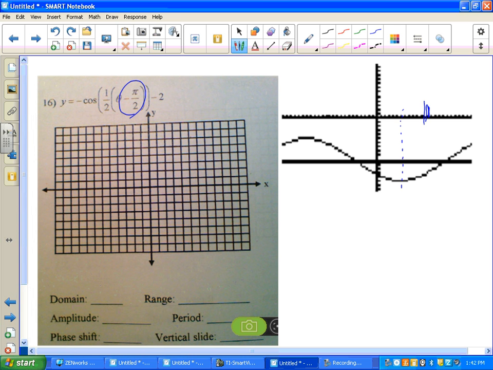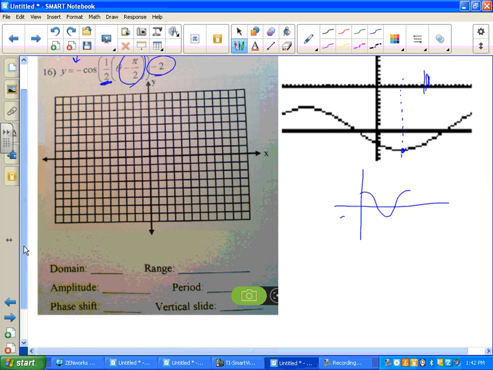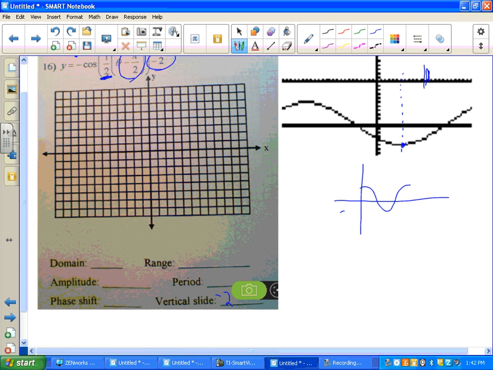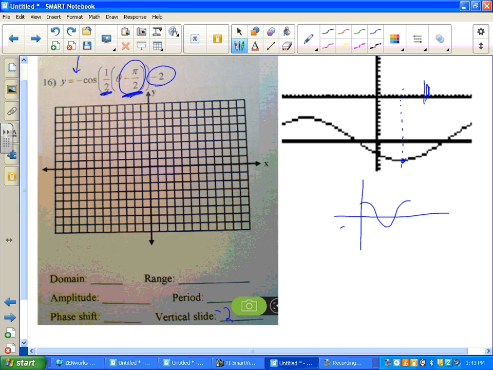Well, you know, cosine looks like that. Well, this looks like it's starting at a minimum instead of starting at a maximum. That thing right there. Okay. What did that do? Did that affect the amplitude? Did it affect the period? Okay. That affected the vertical slide. This affected the phase shift.